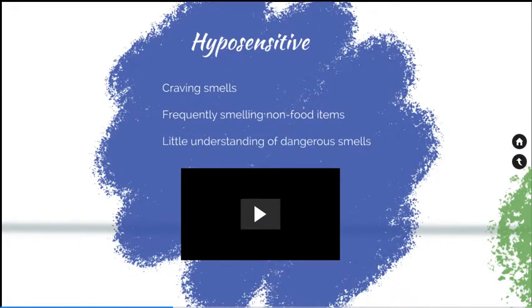Other children may be hyposensitive to smells. These children crave certain smells frequently and are frequently holding non-food items to their nose to smell them. These children have little understanding of safe versus dangerous smells, which can lead to safety issues. They could possibly be drawn to strong smells, such as cleaning chemicals or strong scented permanent markers. Let's play a video and find out what this could look like in the classroom.